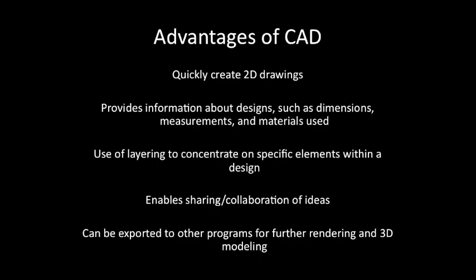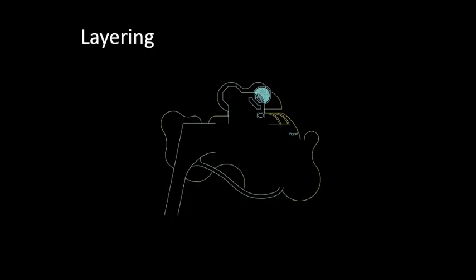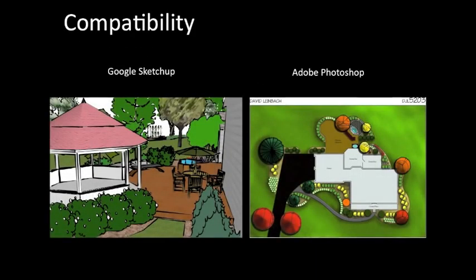CAD's digital drawings replace paper blueprints and allow you to easily acquire information from a design, such as measurements, dimensions, and even materials used. CAD also makes use of layering. Layering is a tool used to organize design details into groups that can be hidden and displayed at will. This feature is especially helpful when you want to focus on one area or element of a design project. Another advantage is CAD's compatibility with other software programs.